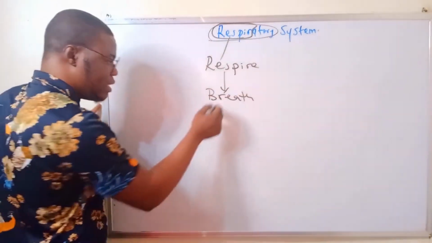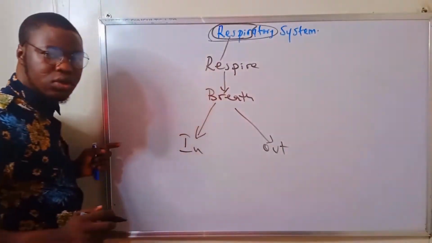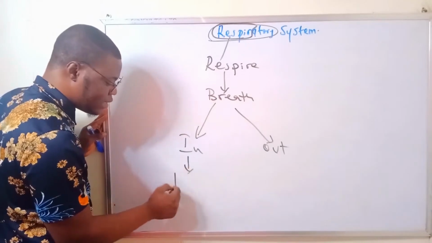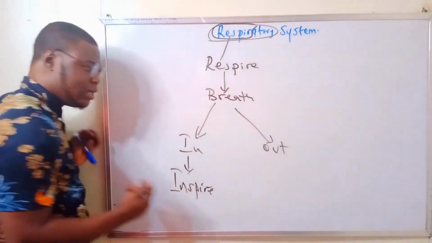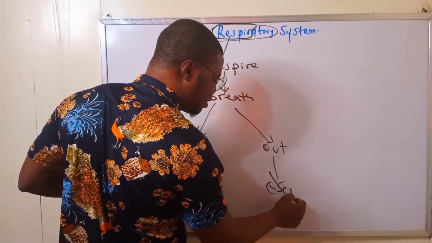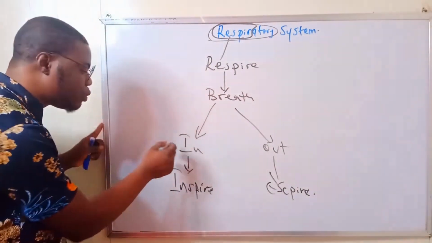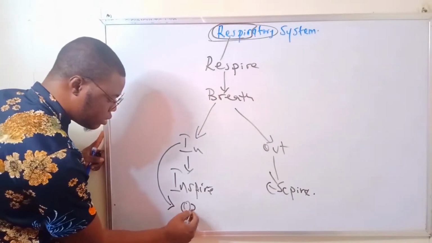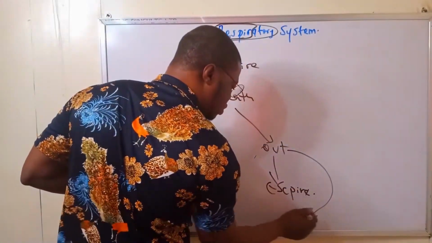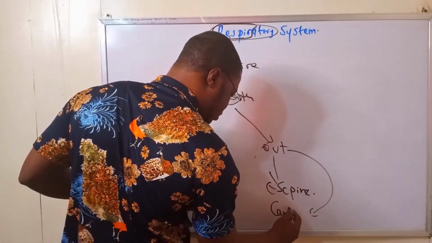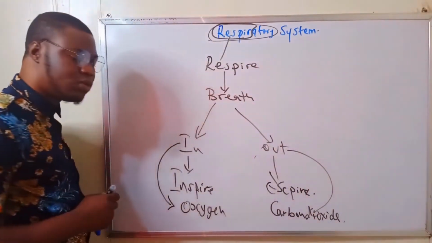Now, you can either breathe in or you breathe out. The process of breathing in is known as inspiration, just like from the word inspire. And for the out, it is called expiration. So, as humans, what we breathe in is oxygen, and what we breathe out is carbon dioxide. So that is what we breathe out.